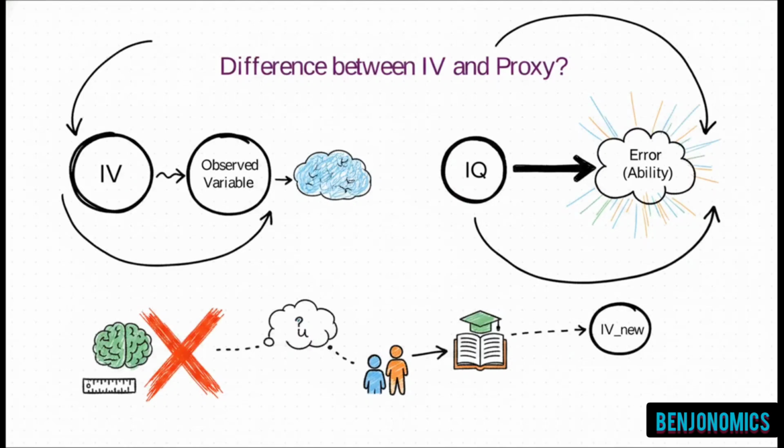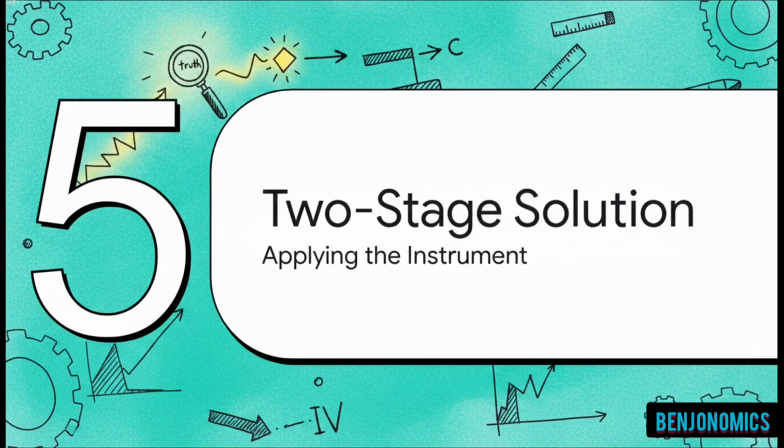And a really crucial point here is understanding the difference between an instrument and a proxy. Like, you couldn't just use an IQ test score as an instrument. Why? Because IQ is a proxy for ability. It is obviously correlated with that unobserved ability hiding in our error term. A valid instrument has to be completely, 100% detached from that error. Which brings us to part 5, the two-stage solution.